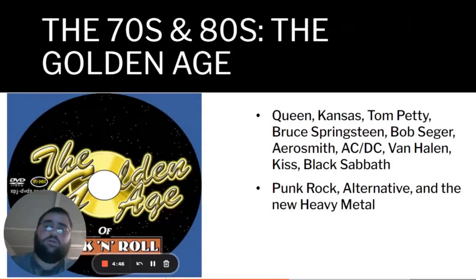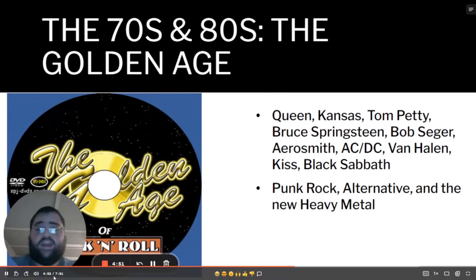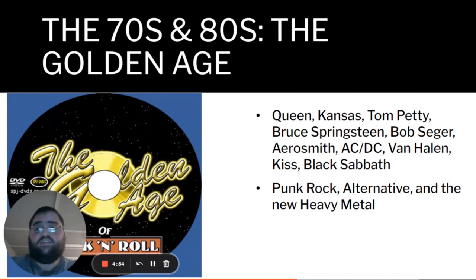Now, as the 60s wound to a halt, the 70s and 80s came in, which is known for many as the golden age of rock and roll. The 70s and 80s gave rise to popular bands like Queen, Kansas, Aerosmith, AC/DC, Black Sabbath, and one of the most popular rock bands of all time, Kiss. Now, during this time, there were also new types of rock being brought out onto the scene, such as punk rock and heavy metal. These new types of rock would later pave the way for the rest of the 80s, the late 80s and the 90s.